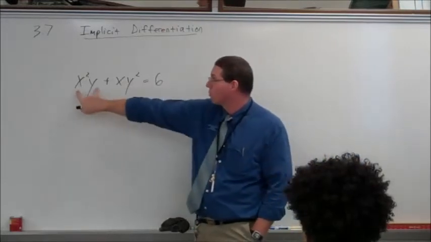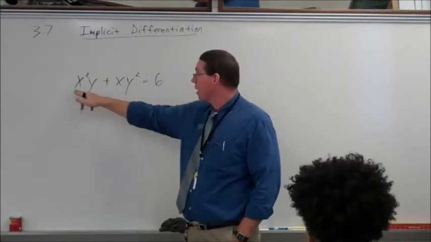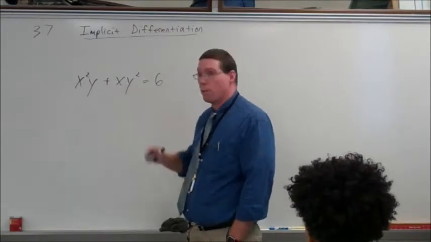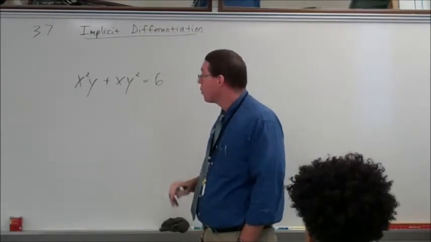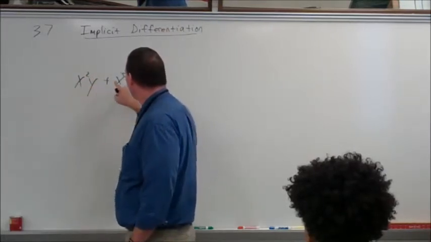But I'll tell you this. We're going to have to use the product rule here and here, because we have a product of two functions, x squared and y, and then x and y squared. So we got to use the product rule. So the first thing we got to do is the derivative of this term, and the derivative of this term.